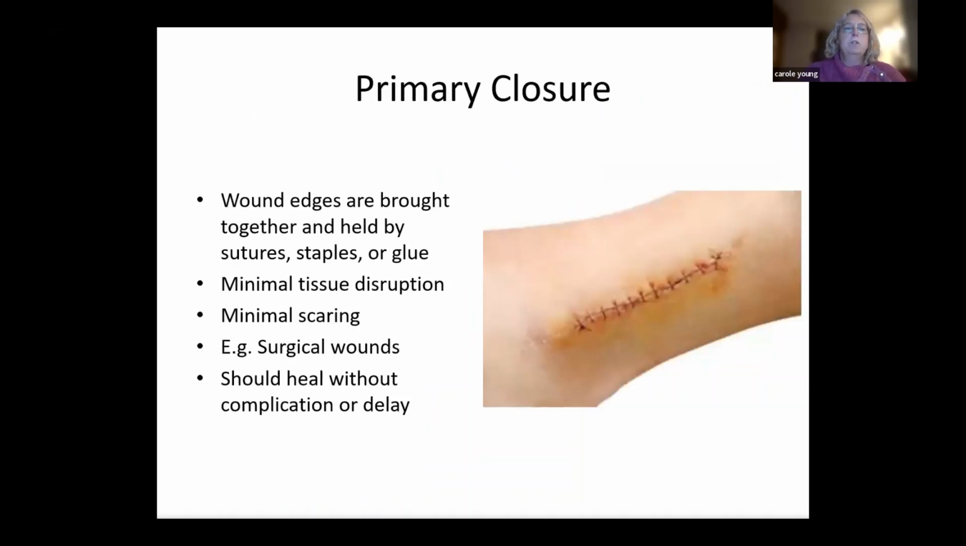So primary closure refers to a wound where the edges have been brought together and effectively closed the wound. This allows the wound healing process to progress much more rapidly, and there'll be little tissue loss or disruption. There should be minimal risk of complications or delayed healing, minimal scarring. Examples of this are surgical wounds or skin tears where the edges can come together, and they may have been closed with sutures, staples, glue or adhesive strips.